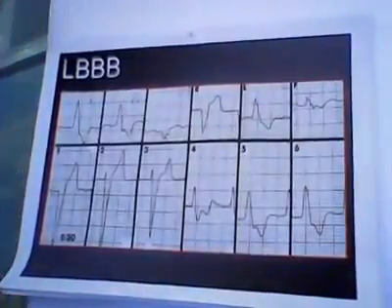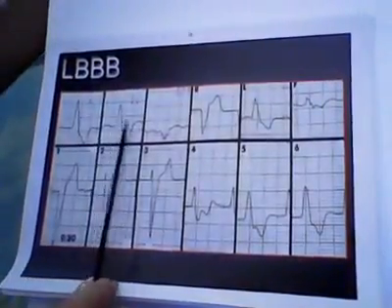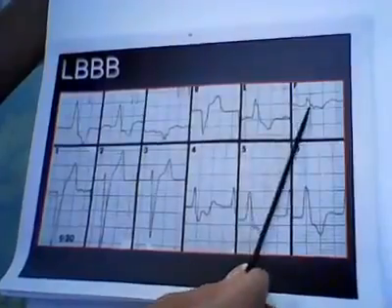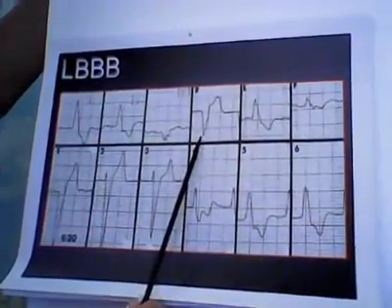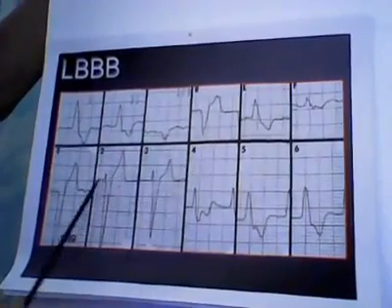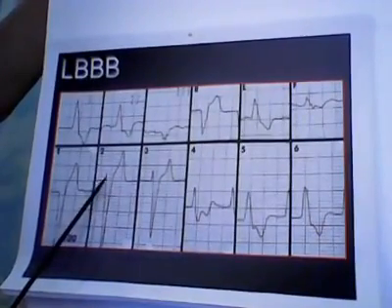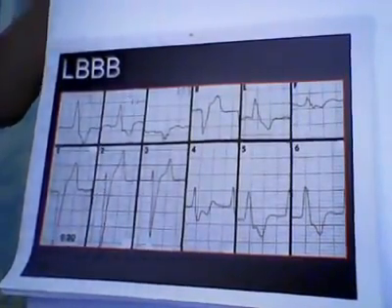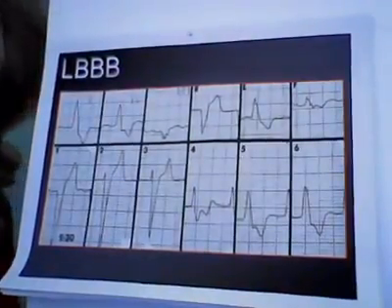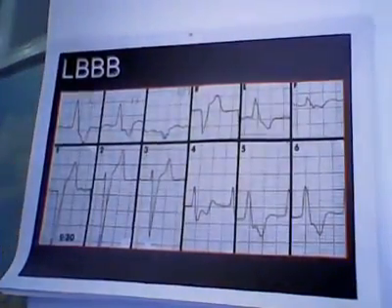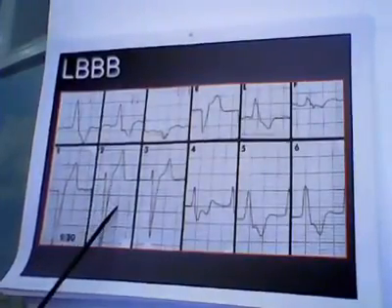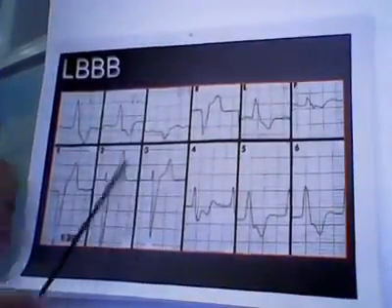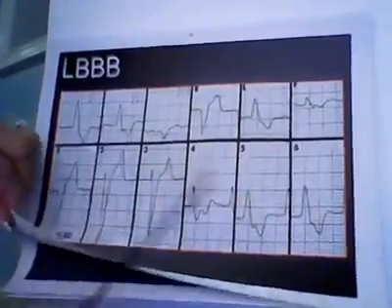Here you go. All my complexes are wide. I'm up in V6 the way I'm supposed to be. I'm down in AVR the way I'm supposed to be. Very narrow R wave in V2. This is just a plain old left bundle branch block. So when someone has an aberrantly conducted beat, it is going to take on this configuration. And of course, if you want to look at lead 2, it'll look like this, and everyone will call it a PVC.